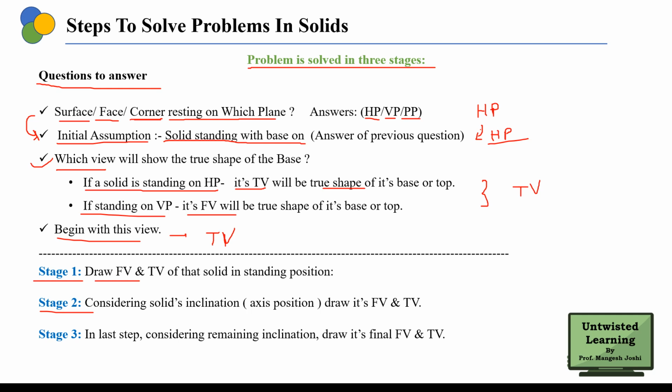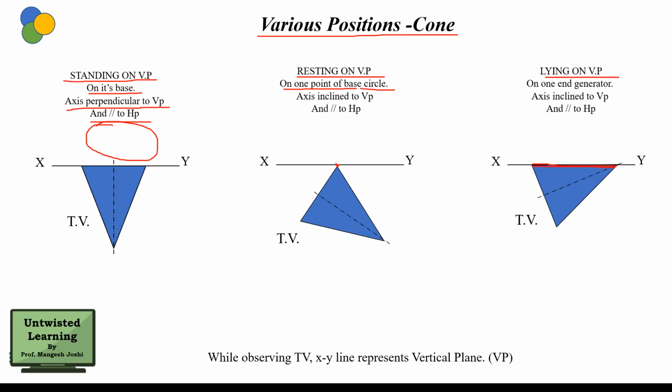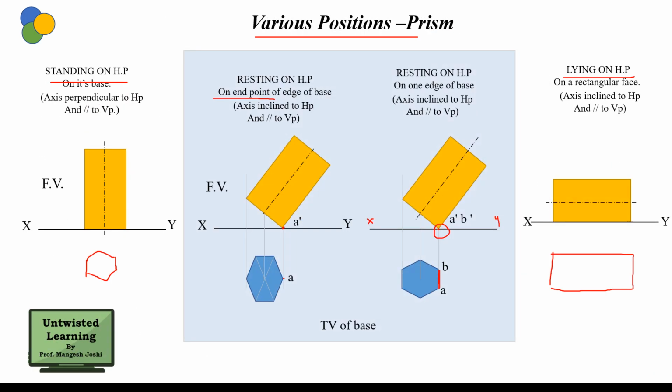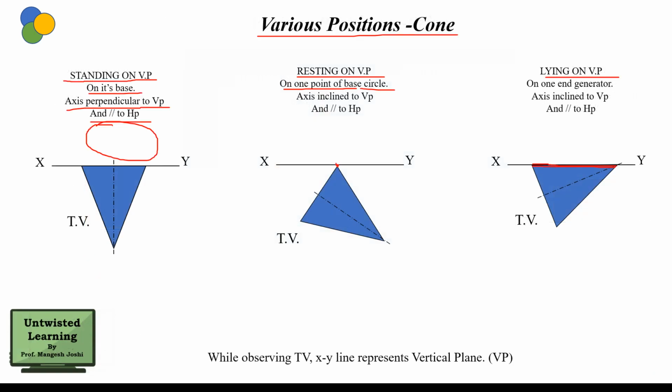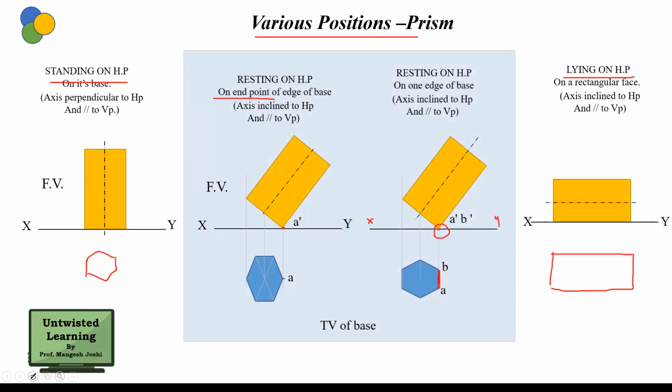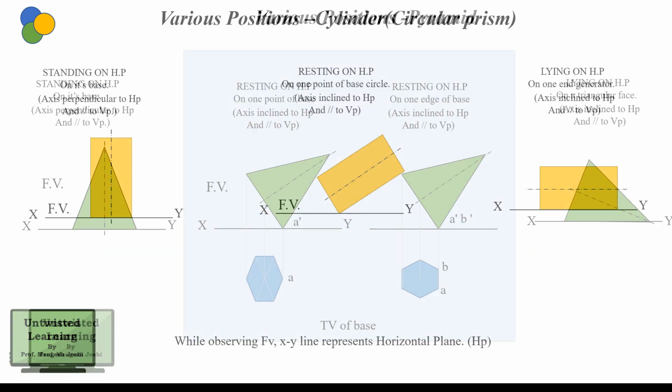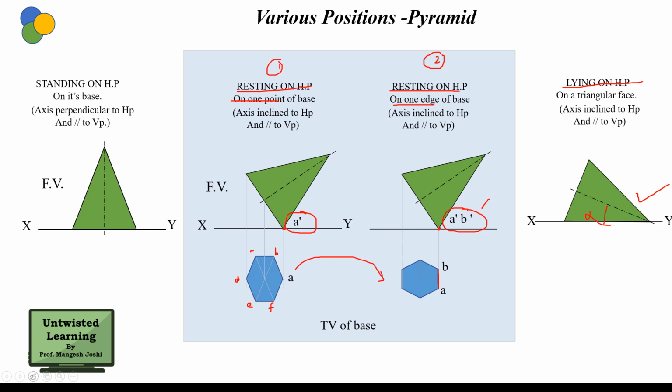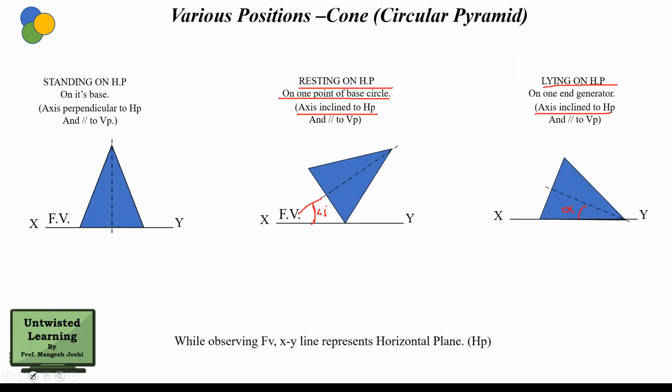So in the first stage you are assuming, suppose this. So this is your first stage. You have drawn the solid standing on HP. So you have drawn the front view and top view of this. The second stage is you have to incline it.